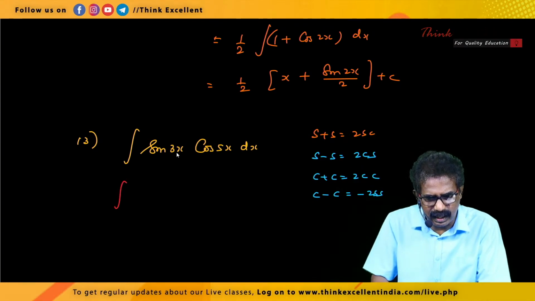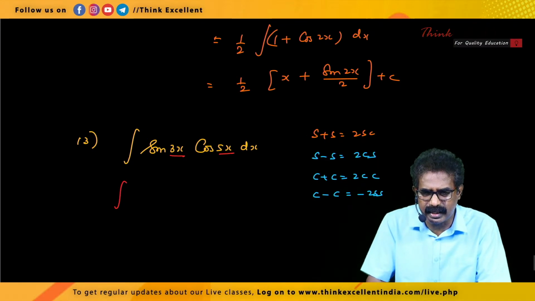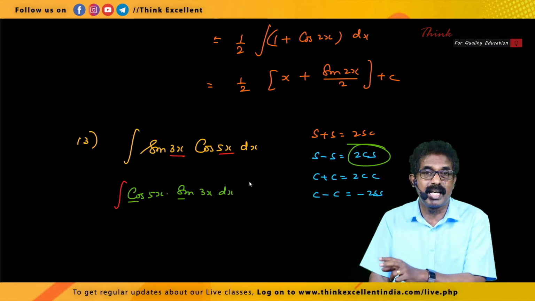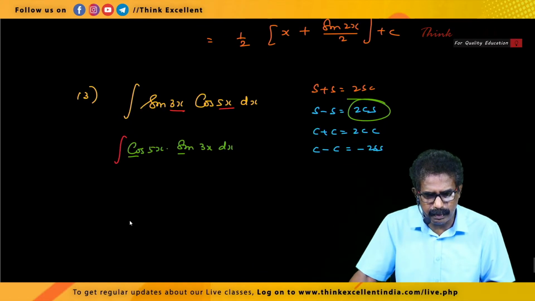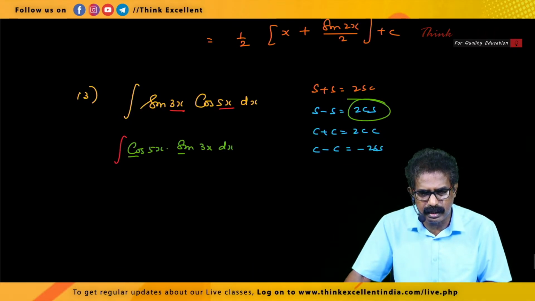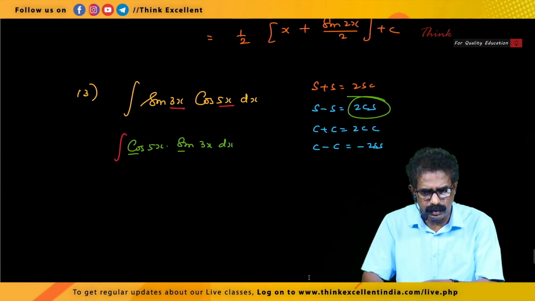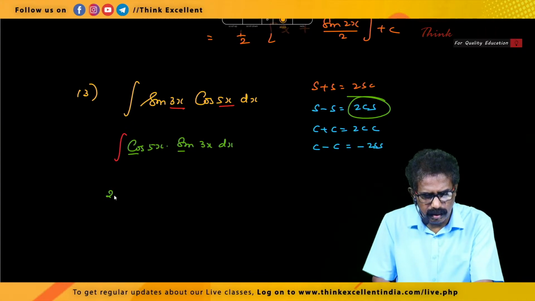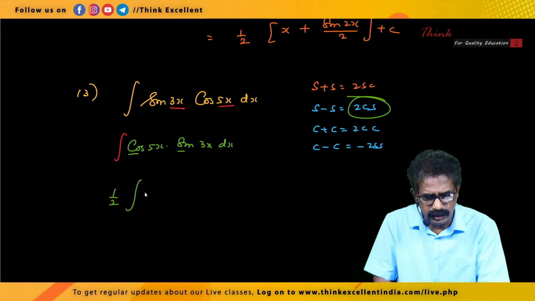This is integral. You see these two numbers. You write the greater number first. 3x, 5x. 5x is greater, right? So you can rewrite cos 5x sine 3x dx. Now this is CS. Yes, here we have CS. 2CS, we wanted 2 also. So you multiply by 2 and divide by 2, right? So you are getting 1 by 2 into 2 cos 5x sine 3x dx.